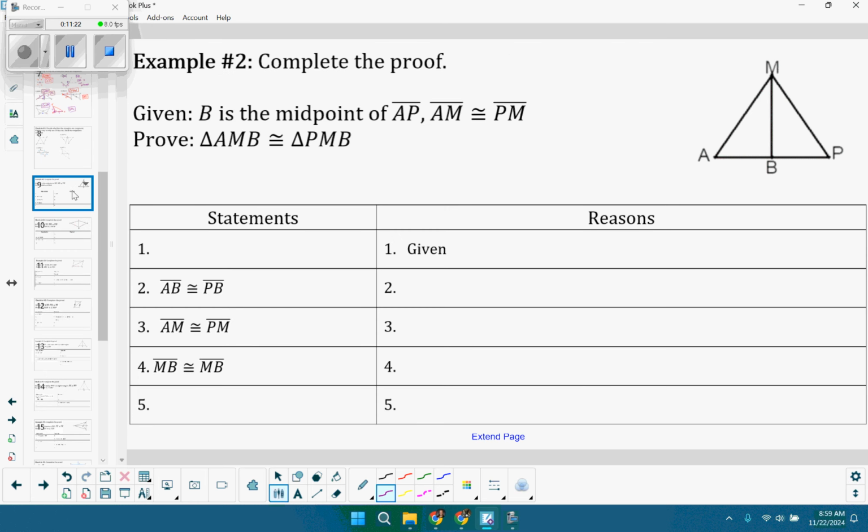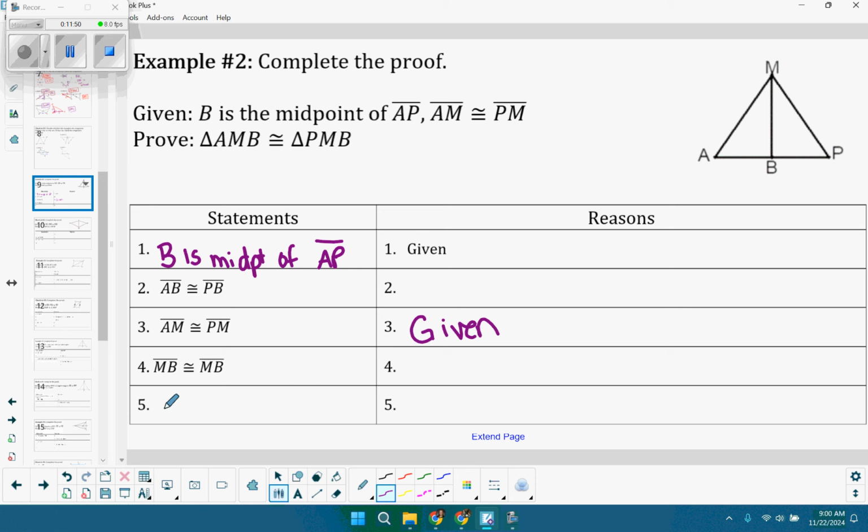Not only can we just determine if triangles are congruent, we can prove that they're congruent. So here we're going to do a proof. We are given that B is the midpoint of AP, so let's include that. B is midpoint of AP was given. And we also were given that segment AM is congruent to segment PM, which was down here in step 3.